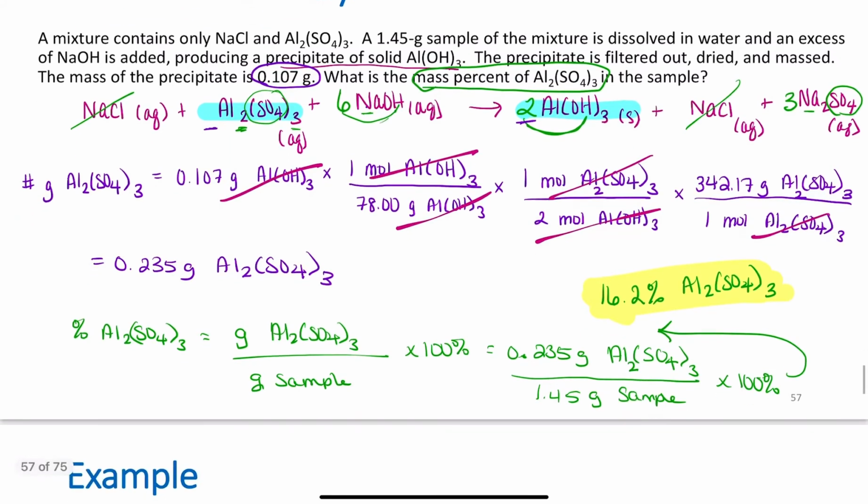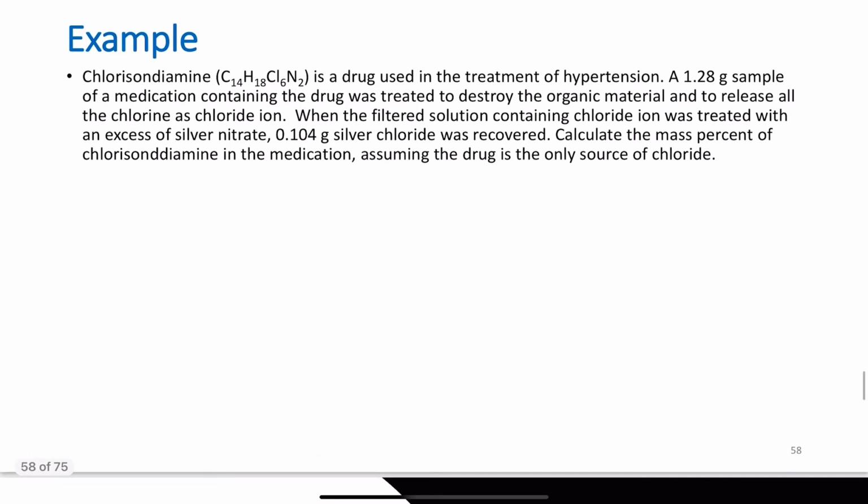Let's work one more example for gravimetric analysis. So chloroisodiamine, C14H18Cl6N2, is a drug used in the treatment of hypertension or high blood pressure. A 1.28 gram sample of the medication containing the drug was treated to destroy the organic material and to release all the chlorine as chloride ion. When the filtered solution containing the chloride ion was treated with an excess of silver nitrate, 0.104 grams of silver chloride was recovered. Calculate the mass percent of chloroisodiamine in the medication.